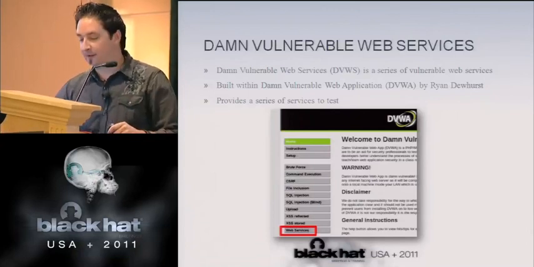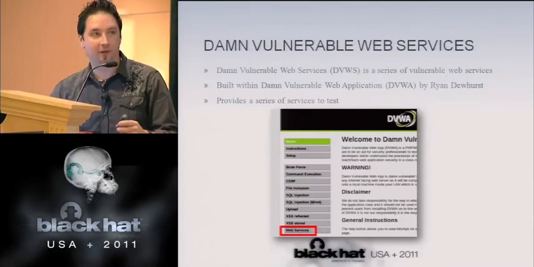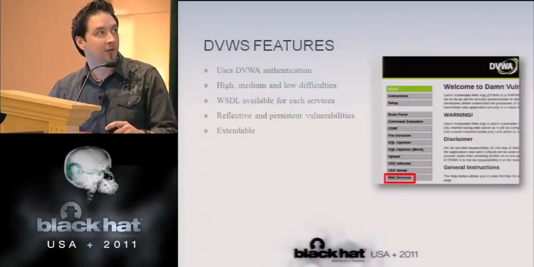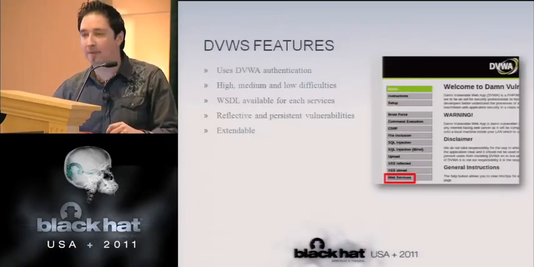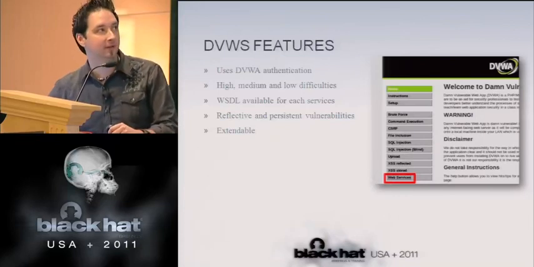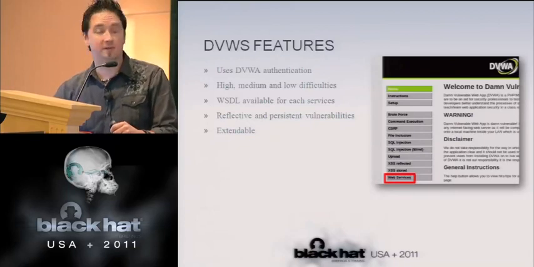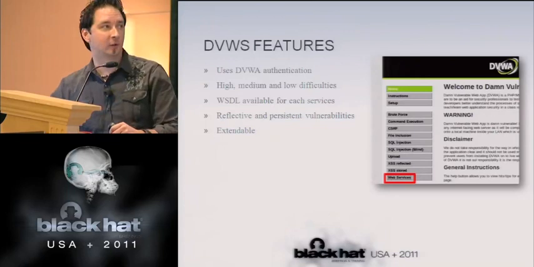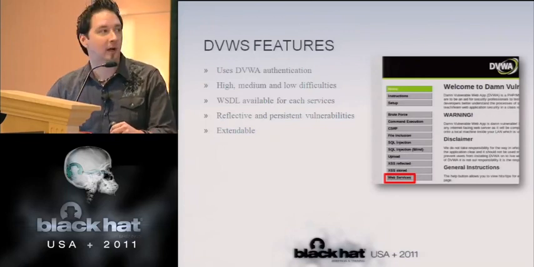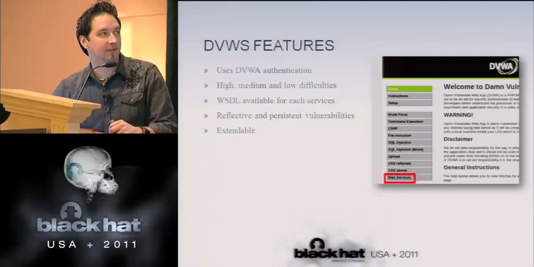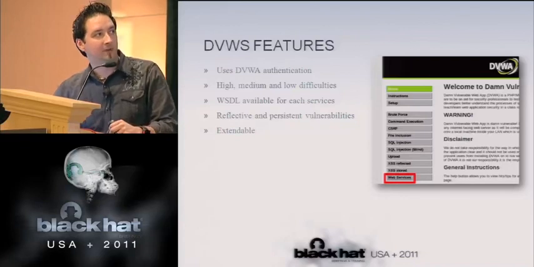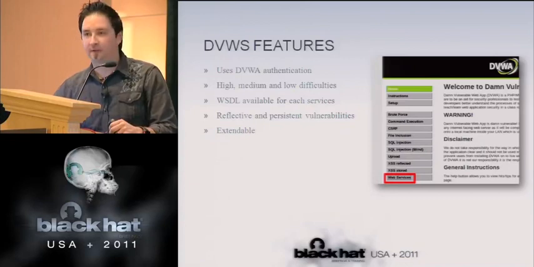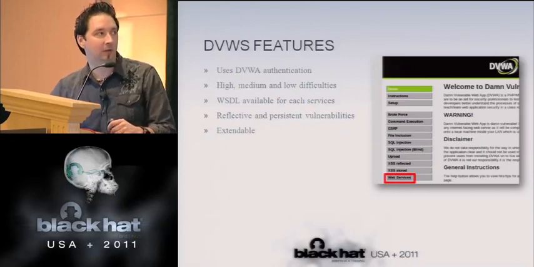So Kevin's put a lot of work into this, and this really provides a series of different services to test with lots of different attack vectors. If you're familiar with Damn Vulnerable Web App, it uses its authentication backend to access the services, so you can do it with auth if you prefer. There's also high, medium, and low vulnerabilities, which is nice. So if I just want to test for a basic SQL injection, I can advance to higher levels, as well as cross-site scripting and lots of different types of attacks within the web services. There's a WSDL available for each of the services, and of course it's extendable because it's open source, which is great. So if you know a little bit of PHP, you can code your own or add to the framework itself.